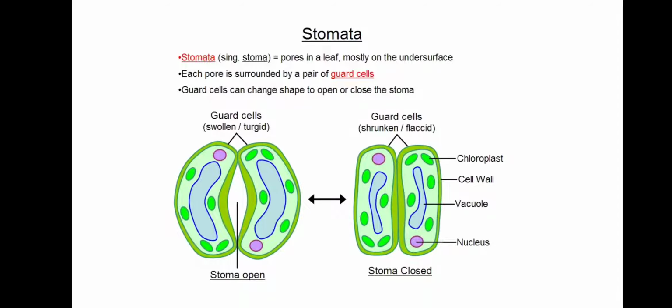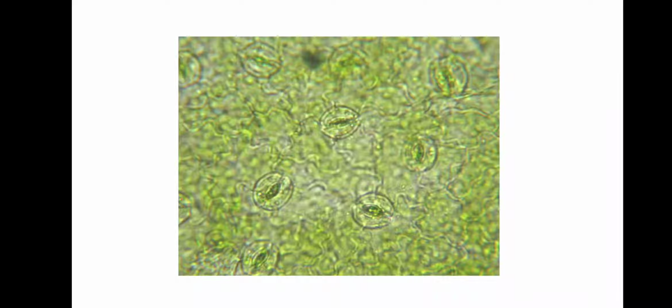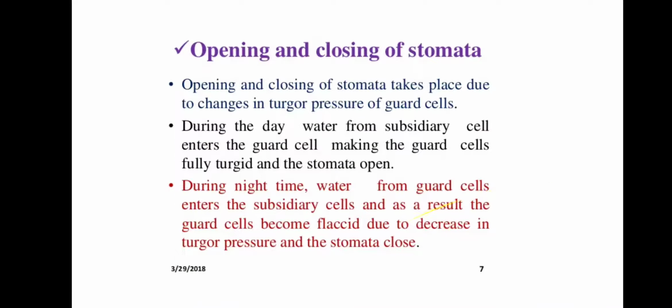Guard cells can absorb water. When guard cells absorb a lot of water, the cell becomes swollen and it opens. We call it the cell becoming turgid, and it opens. When the guard cell shrinks, it becomes flaccid and it closes. This is how the stomata works, okay. Under the microscope you'll be able to see the stomata like this.